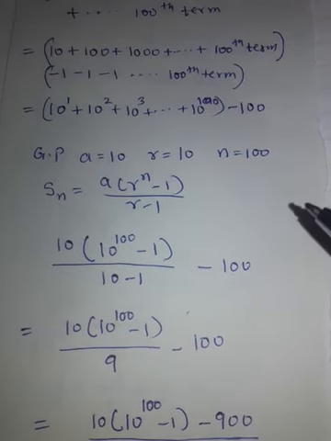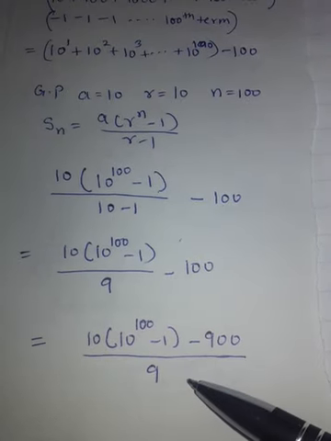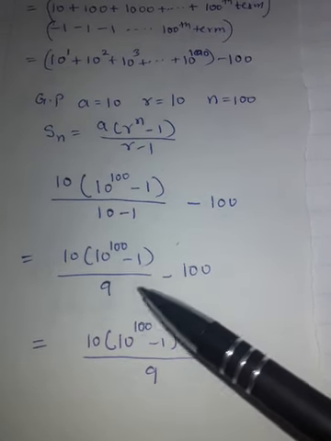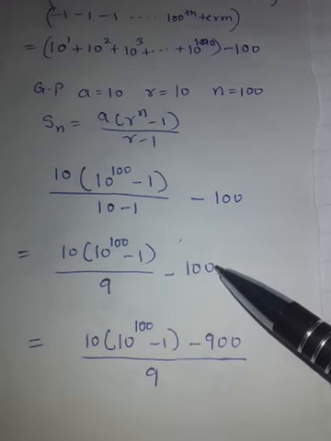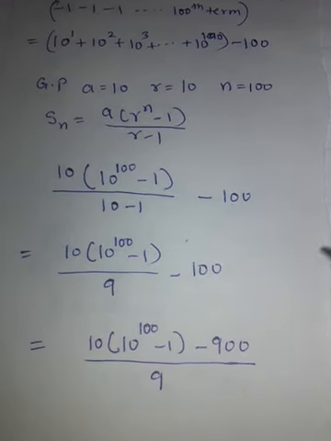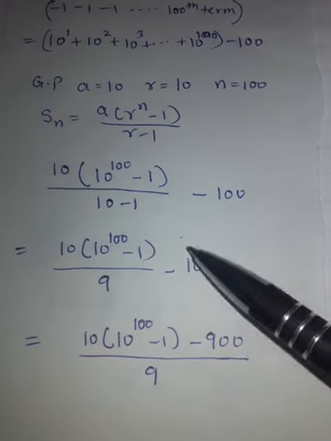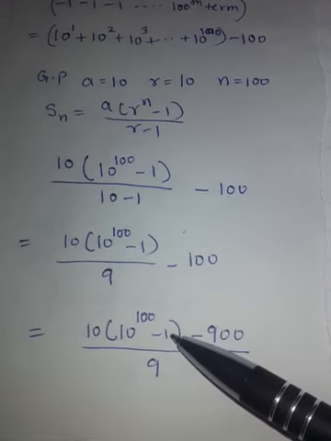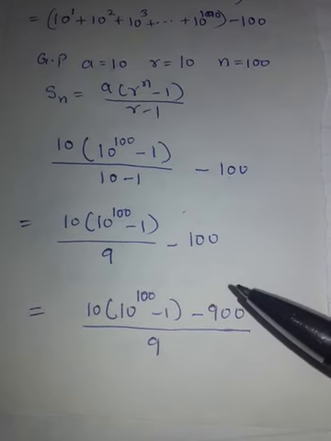Now in your options A, B, C, D, you may have this answer or it may have this answer also. This minus 100, so 9 goes here, minus 900 upon 9. The answer will be this, otherwise this. You have to see the options and accordingly you have to tick the options. Both answers are right. Both answers are same only. So you can see the options and likewise you can click.